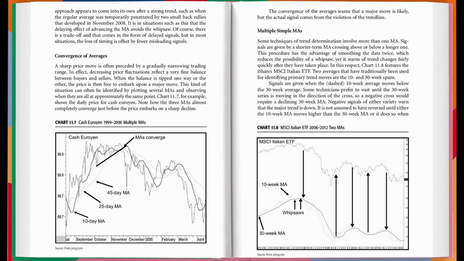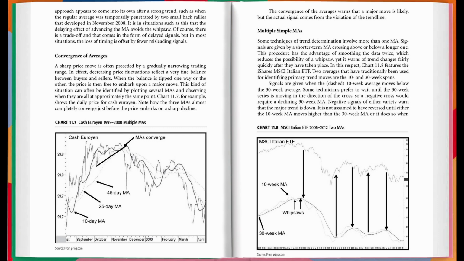Multiple simple MAs. Some techniques of trend determination involve more than one MA. Signals are given by a shorter-term MA crossing above or below a longer one. This procedure has the advantage of smoothing the data twice, which reduces the possibility of a whipsaw, yet it warns of trend changes fairly quickly after they have taken place. In this respect, Chart 11.8 features the iShares MSCI Italian ETF.